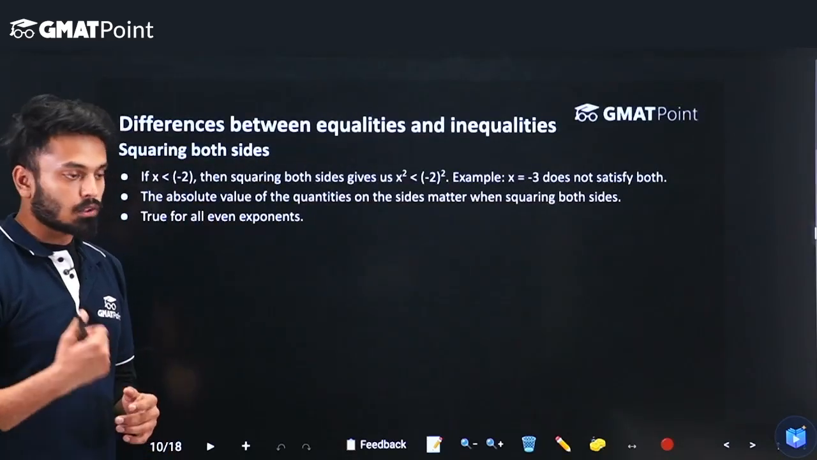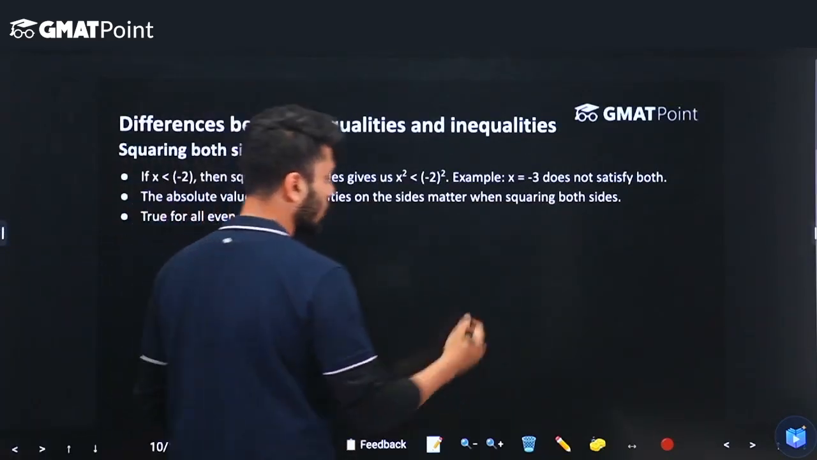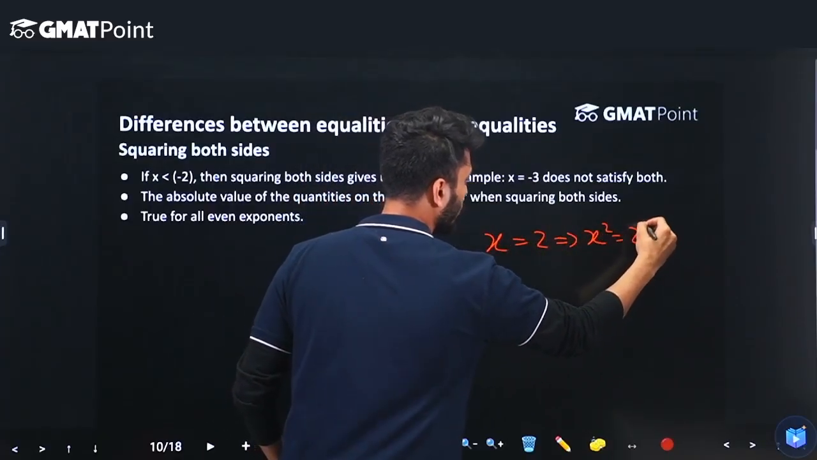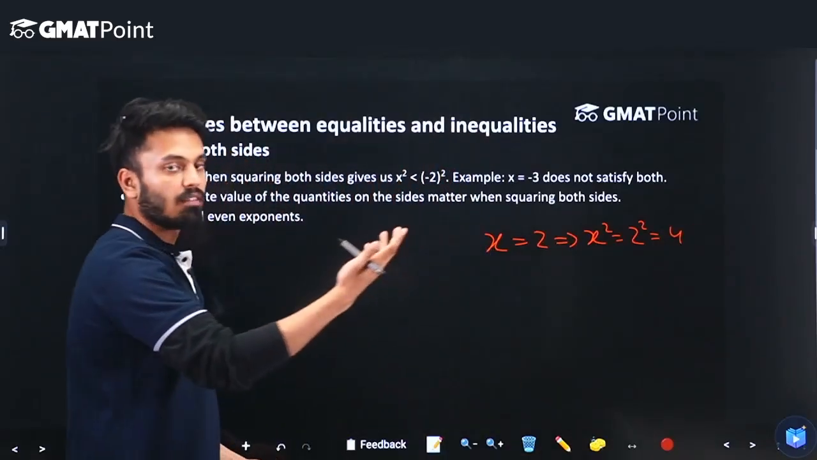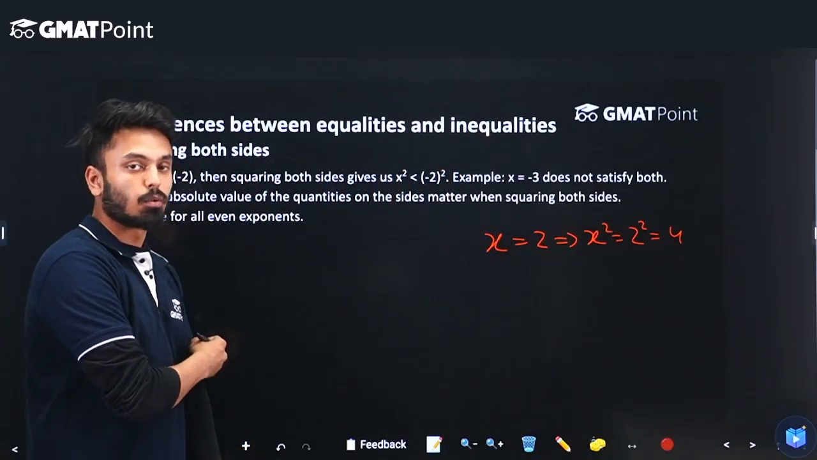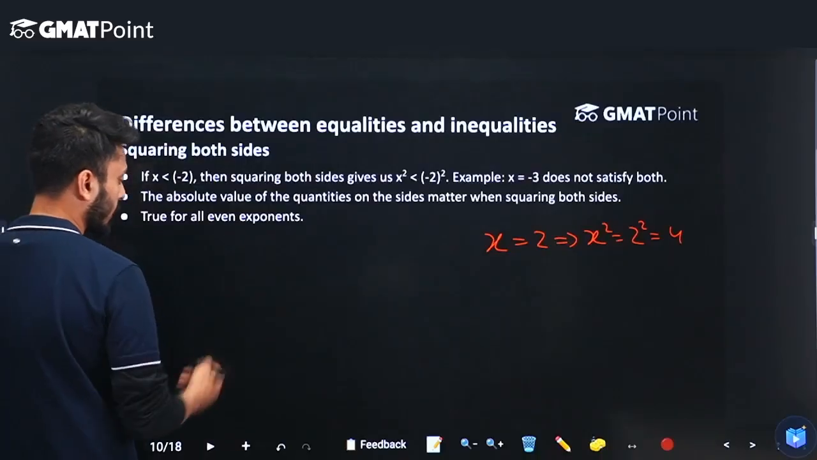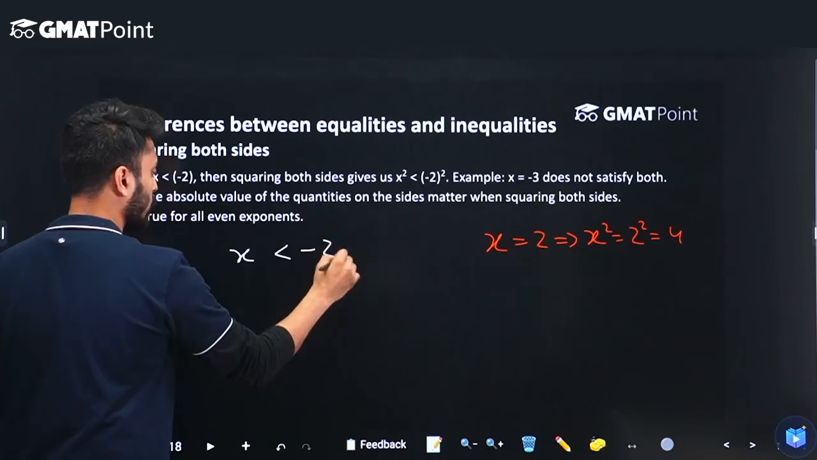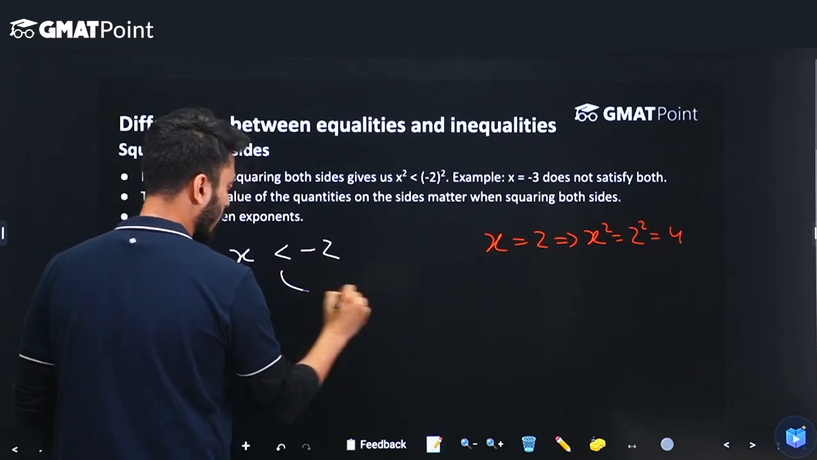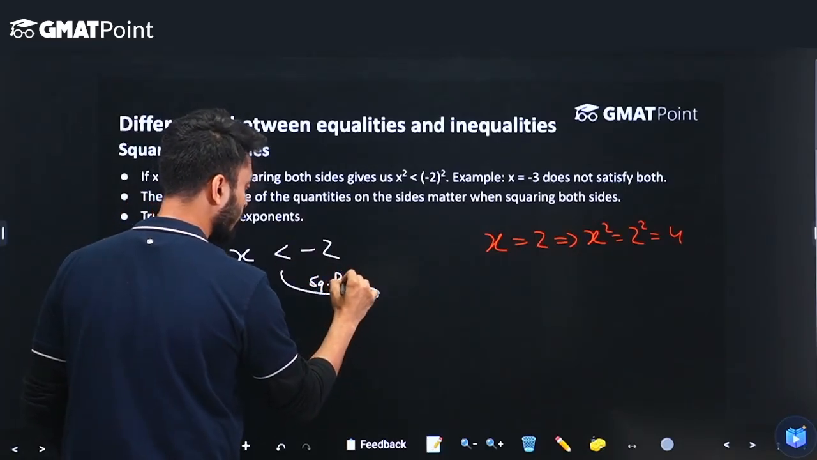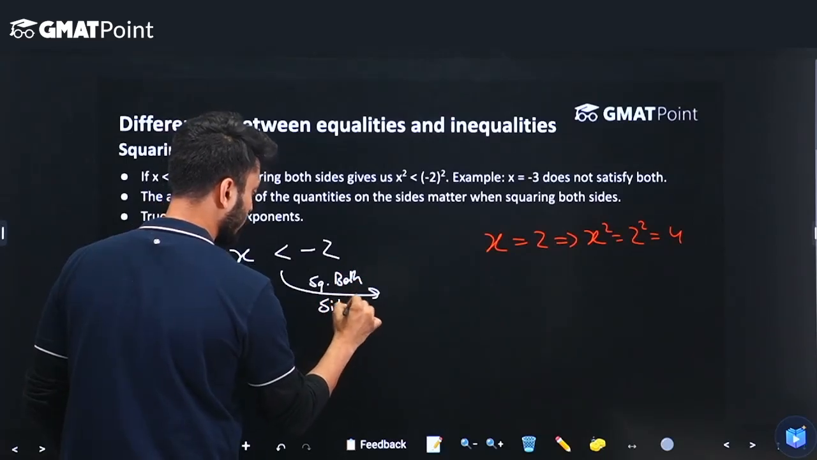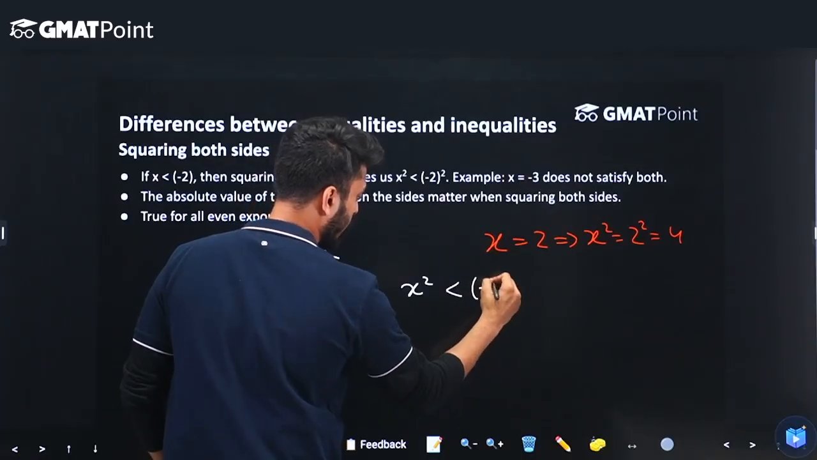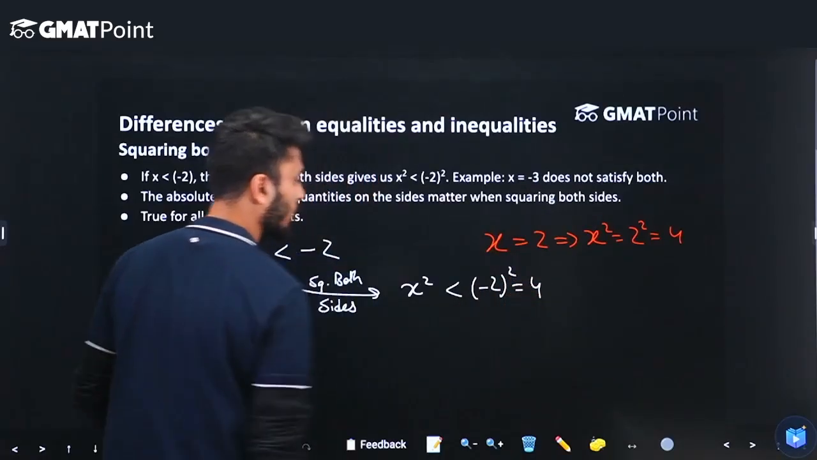Squaring both sides. So in the case of an equation, you can pretty much just square on both sides, right? If you have x equals 2, you can simply write x squared is equal to 2 squared equals 4. This is completely valid in the case of an equation. But again, in an inequality, this might not be true. So for example, if I have the inequality x is less than minus 2, again, we'll just simply test it. If I was to square both sides, I would have x squared less than 4, right?